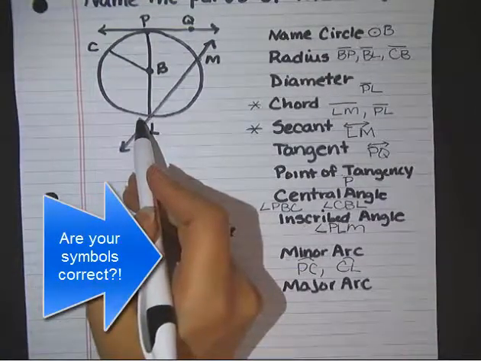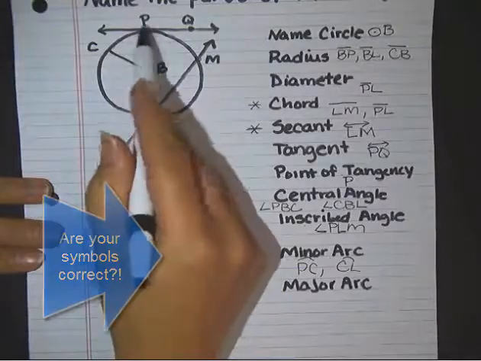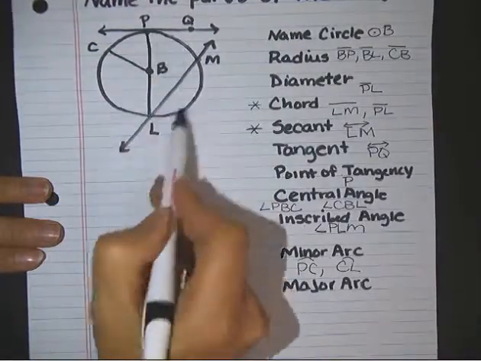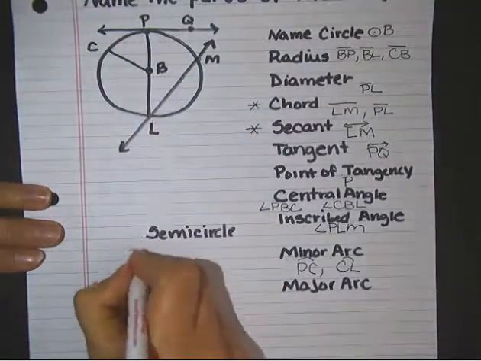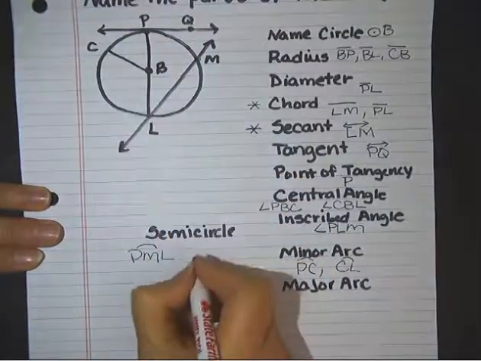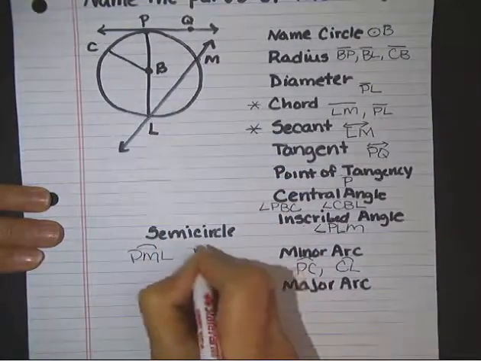Now if it is 180, it would be called a semicircle. Semicircle, PML. Or the other side, PCL. So don't miss those easy questions.